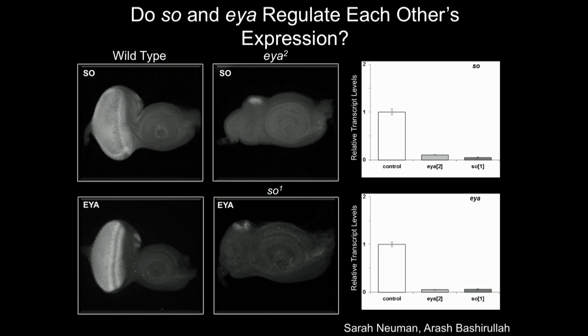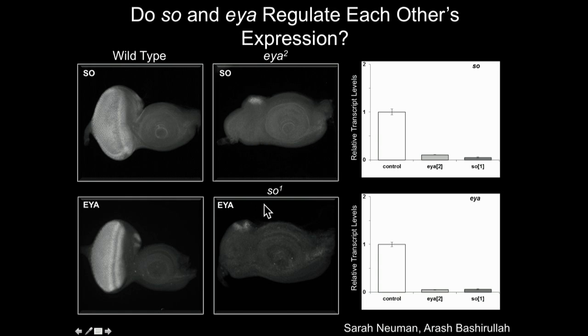It has been suggested for some time that SO and Eya might regulate each other's expression, and this was based on the observation that in loss-of-function mutants, there's a corresponding loss of the partner protein. And by that, what I mean is if we look here in an Eya mutant that's been stained for Sine Oculis protein, you can see that Sine Oculis is missing in the majority of the remaining eye disc.